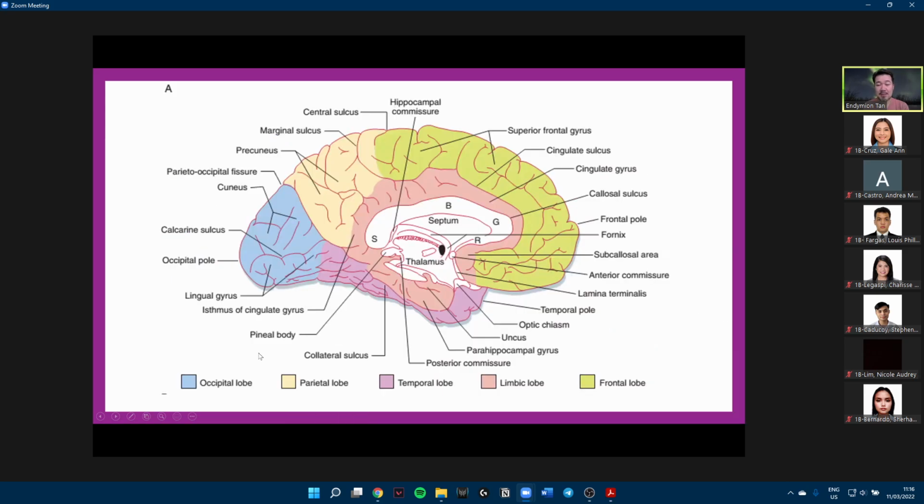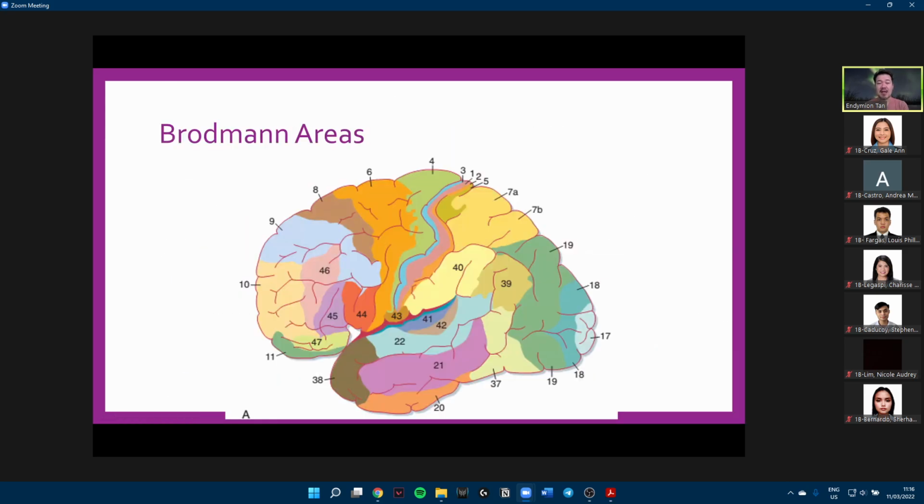So again, this is a picture of the different lobes of the brain. Here would be the Brodmann areas. The Brodmann areas are said to be the cytoarchitecture of the brain. You do not have to memorize all, baka maloka-loka na kapag memorize na lahat. You just have to memorize some important parts or the Brodmann areas that I'll be telling you.